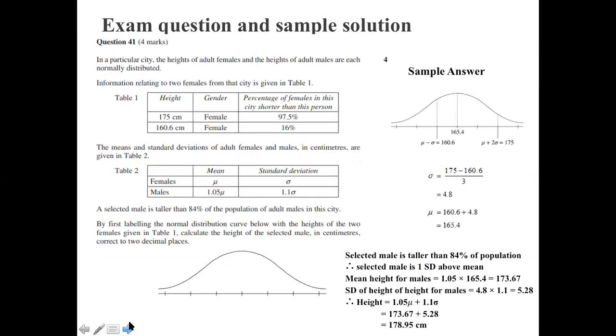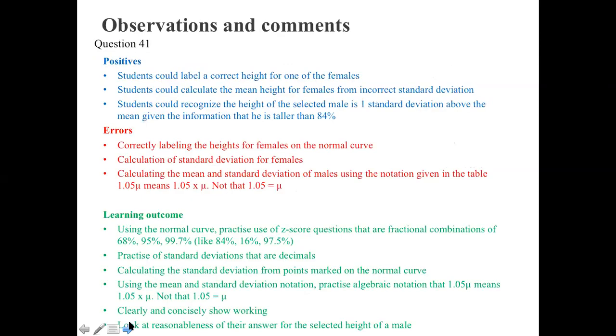Question 41 had a lot of things for them to do. They had the first table where they had to identify on the graph where the 2 females were. Then from that work out the standard deviation and then the mean. Then use the second table to work out the mean and standard deviation of the males. Then work out that the selected male was 84% taller, so that was 1 standard deviation above the mean. So there was lots of information there, 4 marks, 2 tables, and what did our kids do well?